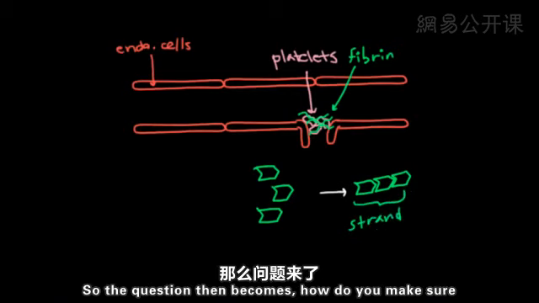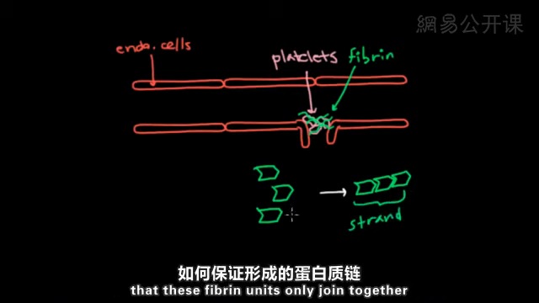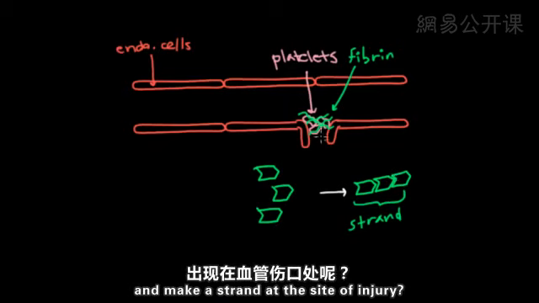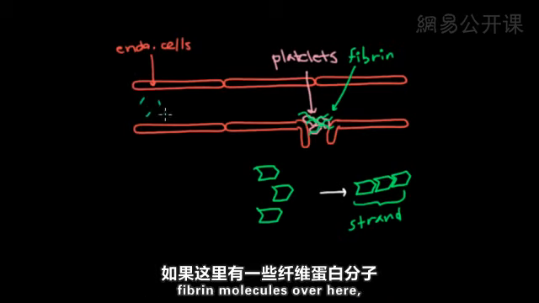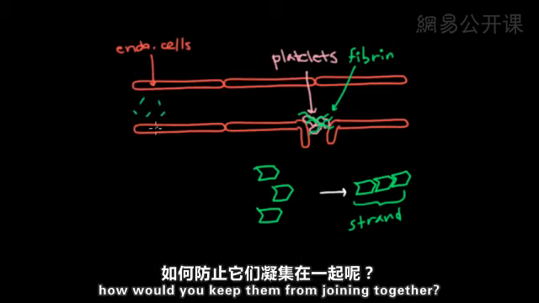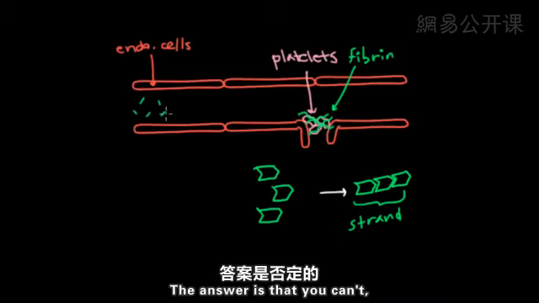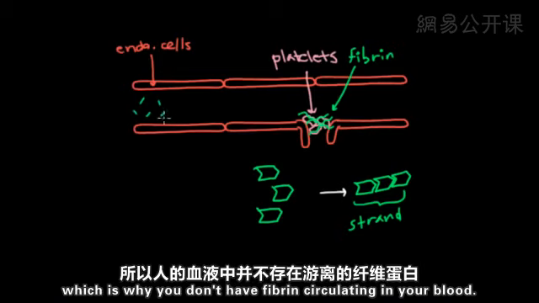So the question then becomes, how do you make sure that these fibrin units only join together and make a strand at the site of injury? So for example, if you had a bunch of little fibrin molecules over here, how would you keep them from joining together? And the answer is that you can't, which is why you don't have fibrin circulating in your blood.